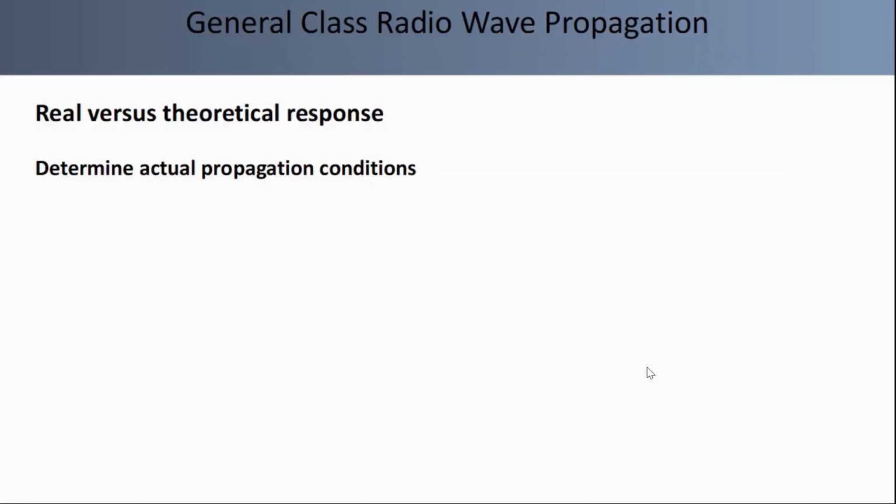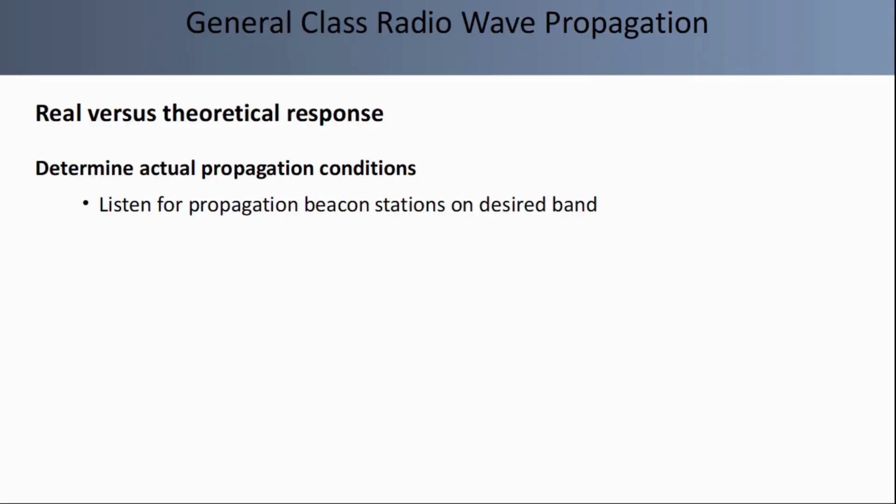So all of this theoretical stuff is great, but at some point you may want to know if the band that you want to use is actually open to the regions that you want to contact. So how do you determine actual propagation conditions, not just looking at all the theoretical stuff? Well, this isn't one of the questions, but the concept was in the technician exam, and it's something that I do.